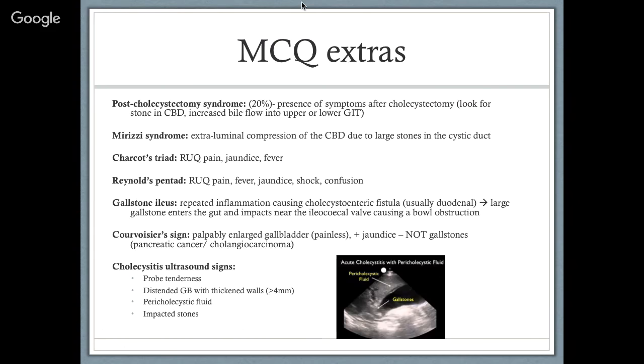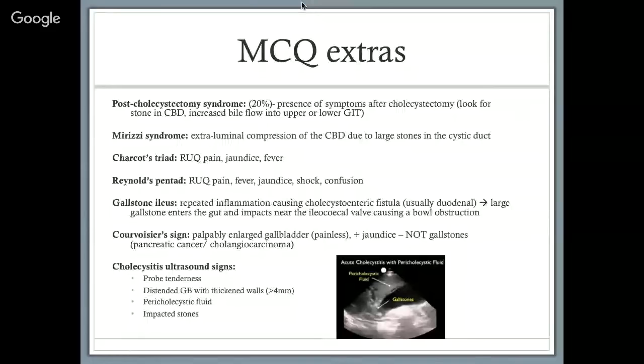So you have to look for stones in the common bile duct or increased bile flow into the upper or lower GIT. And it's not uncommon. I saw quite a few patients in a post-op clinic that had post-cholecystectomy syndrome. So keep an eye out for it when you're asking patients who've had a cholecystectomy if they're still experiencing symptoms.